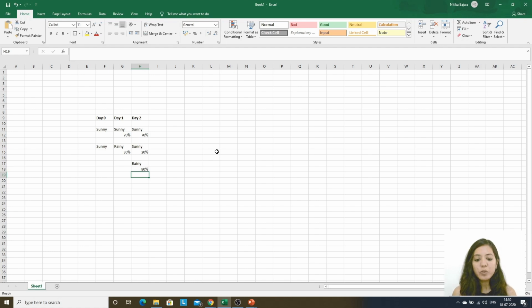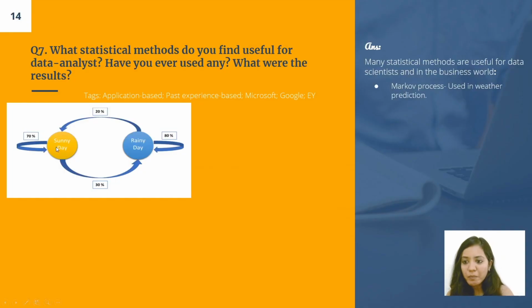Every time you go to your phone and you see the 7-day weather prediction, just remember this is basically what is being used to predict it. Coming back to this image, if this is a sunny day, there's a 30% chance the next day will be a rainy day, and a 70% chance that the next day will be a sunny day. If the next day does turn out to be a rainy day, then there is an 80% chance that day 2 will be a rainy day and a 20% chance that day 2 will be a sunny day.